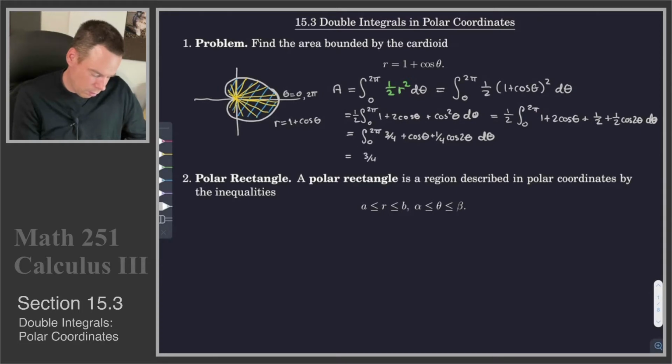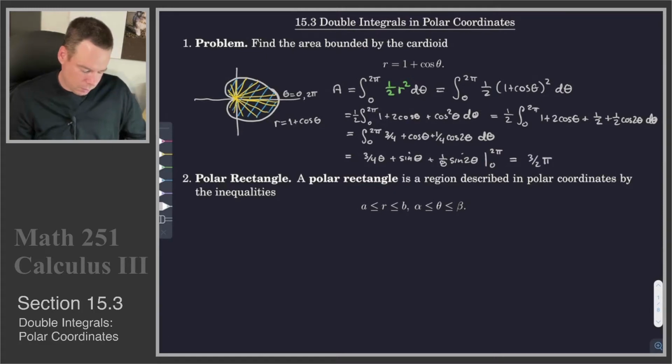So that would be 3/4 theta. The antiderivative of cosine is sine, so that's sine theta. The antiderivative of cos 2 theta is sine 2 theta with a half out front, so this is now 1/8 sine 2 theta, from 0 to 2 pi. So we get 3/4 times 2 pi, or 3/2 pi, and then sine of 2 pi, sine of 4 pi, and sine of 0 are all 0, so this evaluates to 3/2 pi.